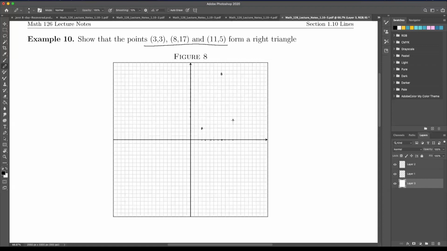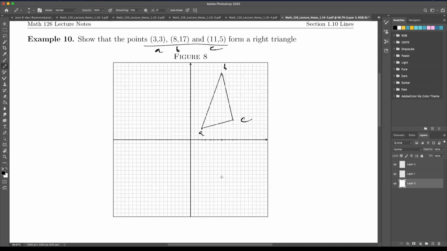All right, so now that I've drawn this, oops, hold on. Why is that not doing what I wanted to do? Oh, perfect. Ta-da. So now that I've drawn this, let's just call these points A, B, and C. So this was A, this is B, this is C. And so if I was going to show this forms a right triangle, how would I go about doing that?